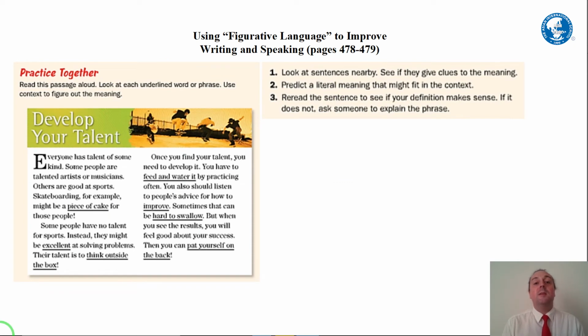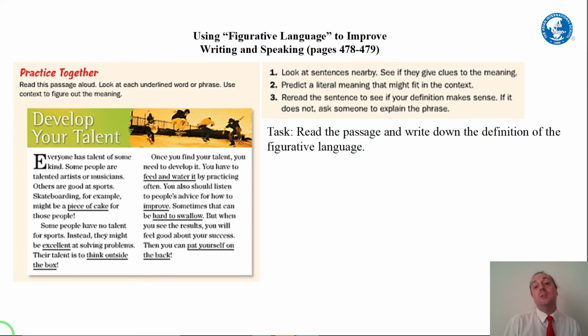Okay, so here's some practice. Here is a narrative, and underlined, we see some figurative language. Okay, so what I want you to do is pause the video for 3 minutes, read the passage, and write down what you think is the definition of the figurative language in Develop Your Talent.